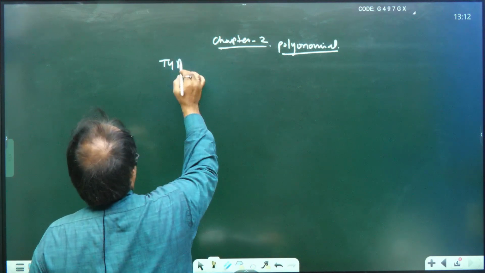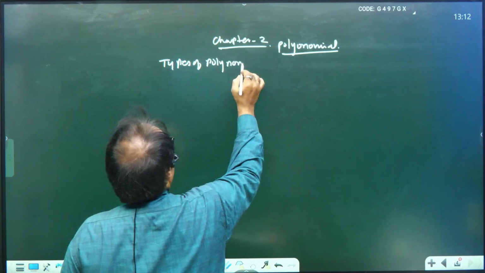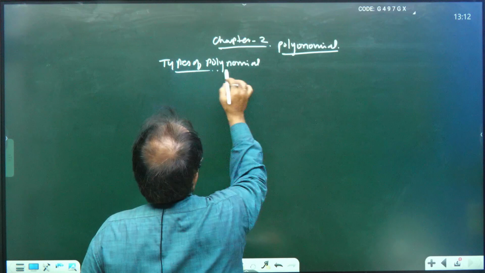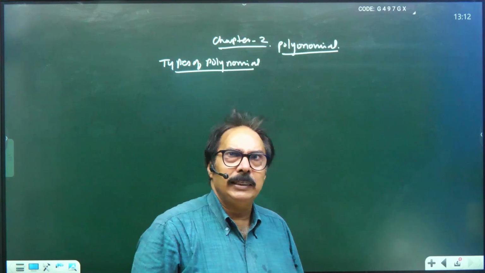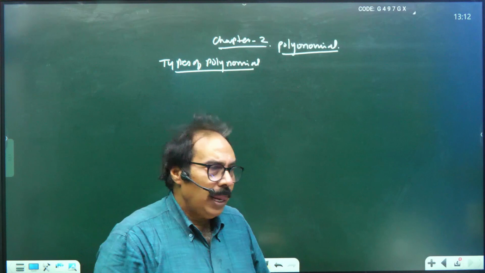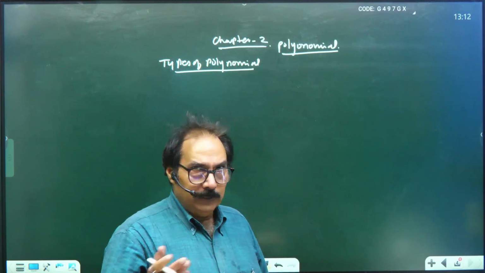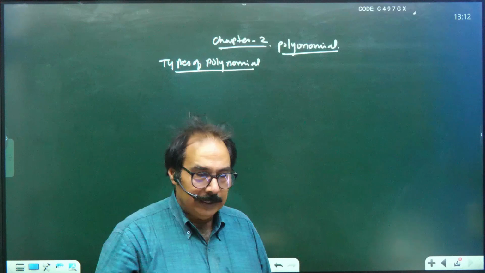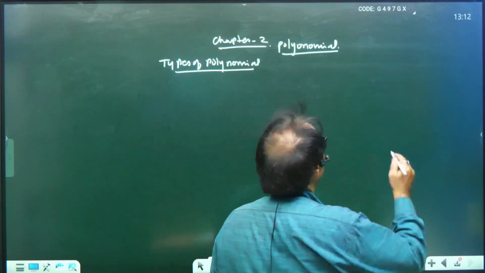Types of polynomial. But first, what is a polynomial? Polynomial means any algebraic expression that can be written with the signs of plus, minus, multiplication, division. This is the very simple definition. Otherwise, we will define it formally.